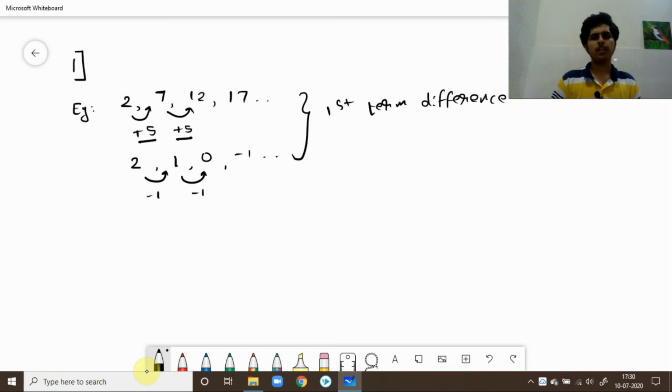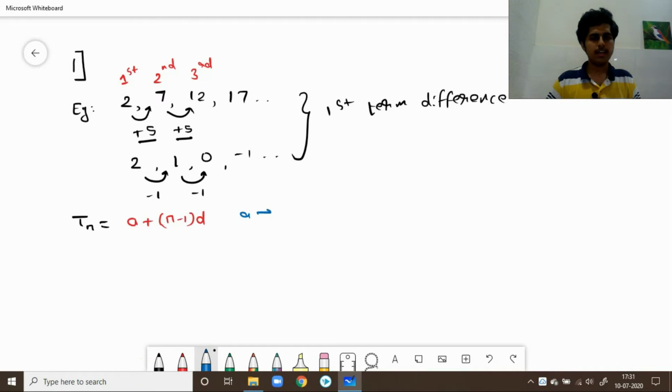Now we study two more things for each category. One of them is called Tn. Tn is the general formula which I write for the nth term. What does it mean by nth term? In this first example, this number 2 was my first term of the series, 7 is the second term, 12 is the third term. In such a way, if I want to write a formula for the nth term, I write it as Tn. Tn is equal to a plus n minus 1 times d.